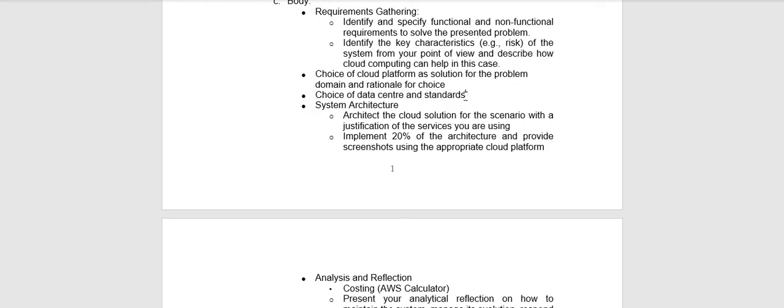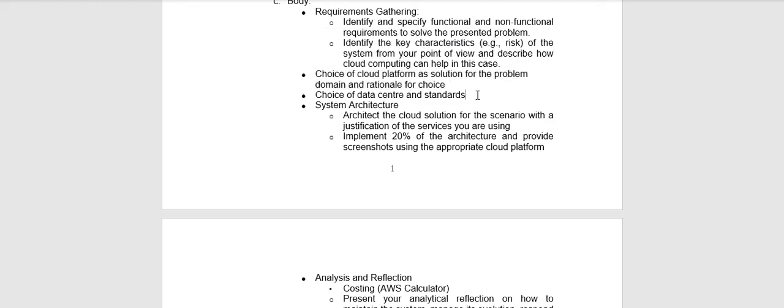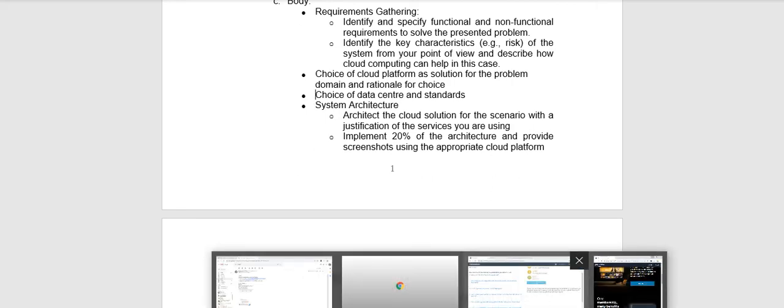So how do we write about the cloud platform? For the choice of cloud platform, you discuss Amazon Web Services as a cloud platform to develop the web application and host it. We discuss AWS, what its features are and how it can be helpful to implement a website. Then, choice of data center: in AWS different data centers will be there, and you can discuss AWS. You just search about AWS, data centers and standards, and discuss some information related to AWS.